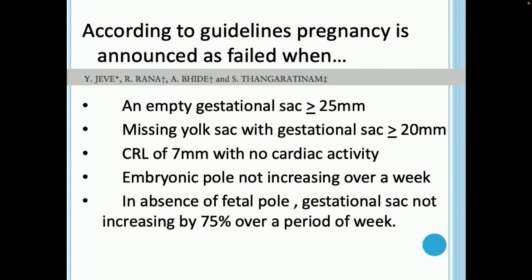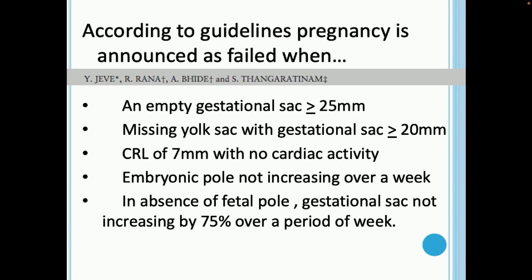But if you want to report this is surely a failed pregnancy, that is when you have to follow the guidelines. Yes, it is true that the embryonic pole normally should appear when the gestational sac is 15 millimeters. Normally appears at 10, you may wait till 15, but you do not report it as not going to appear until you don't see a fetal pole when the gestational sac has reached 25 millimeters, or you are not seeing a yolk sac when the gestational sac has reached 20 millimeters.